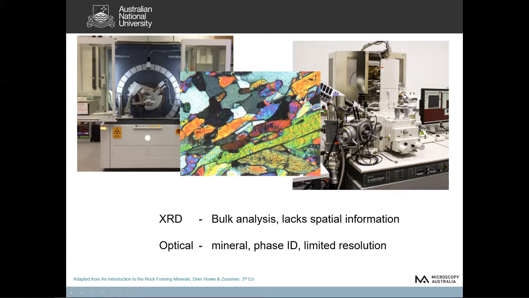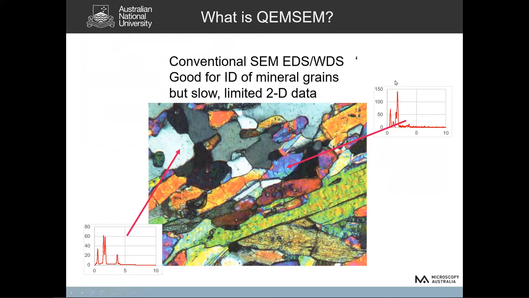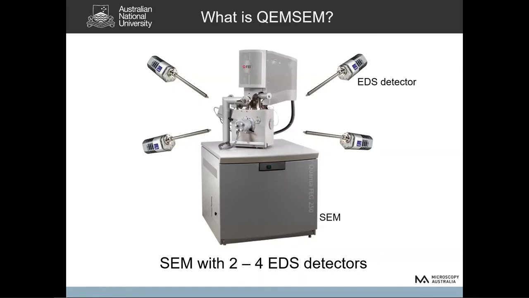Of course, you can also use conventional SEM, either EDS or WDS, but then you tend to look at individual analysis and you do point-by-point analysis, so it tends to be slow and you have limited 2D data available to you. So back in the 70s, at the CSIRO in Australia, a guy called Paul Gottlieb wanted to develop a technique which would speed up the process for characterizing minerals, especially for the mineral processing field.